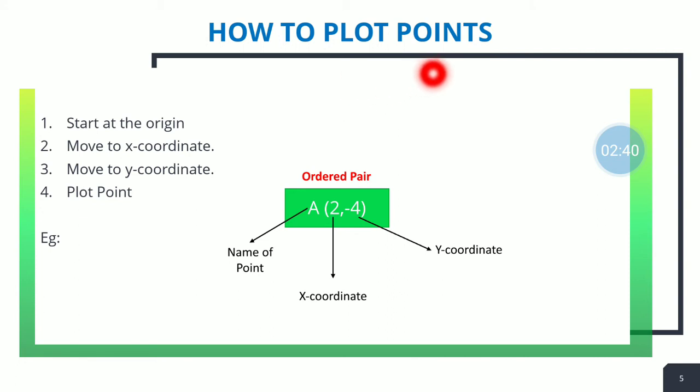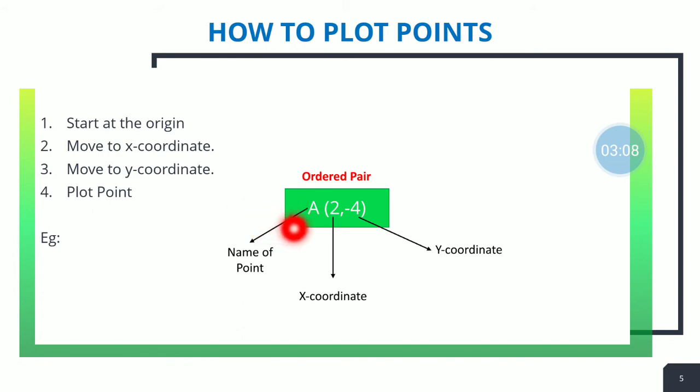How to plot points? This is very important. Start at the origin, move to the x coordinate, move to the y coordinate and then plot the point. These are the basic steps to plot the point. First step, start at the origin. Second step is move to the x coordinate. Third step is move to the y coordinate and then fourth is to plot the point.